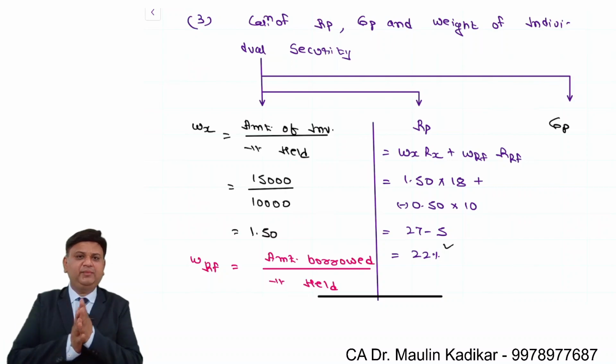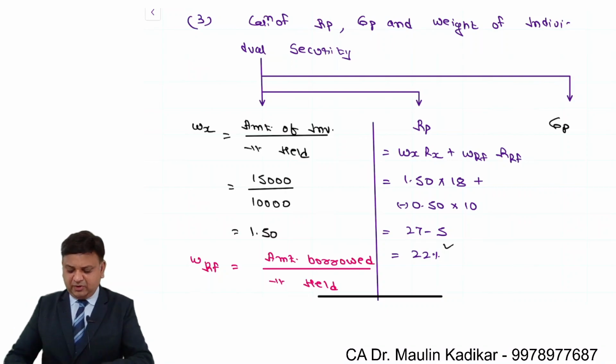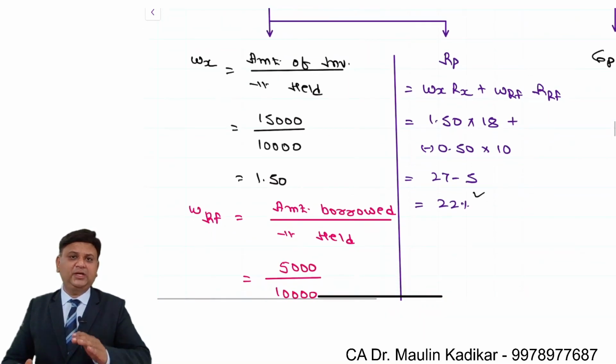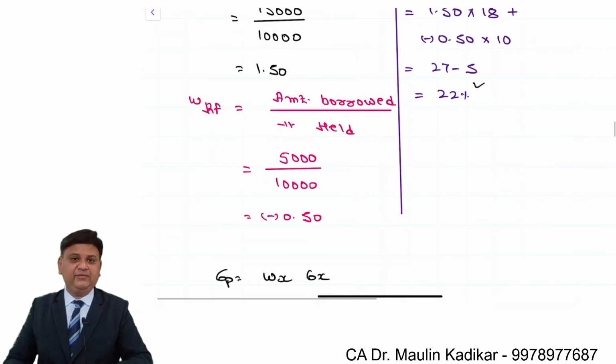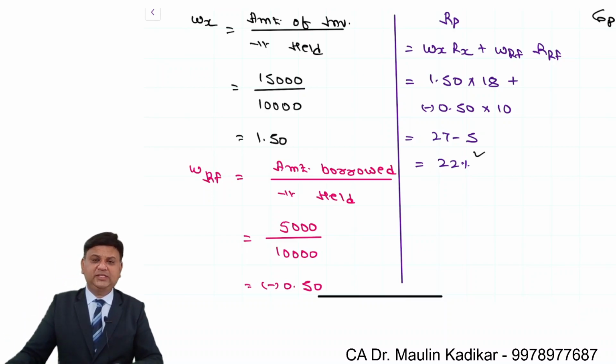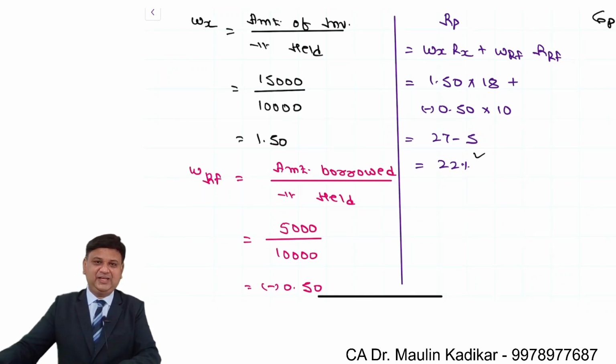We had seen this formula of the weight of X and weight of RF as amount of investment divided by amount held, and for the borrowing it is the amount borrowed divided by amount held, and it will have a negative weight. This is what we had done in the earlier question when we were doing the Markowitz model questions with risk-free security. So here is the reference that we can understand.